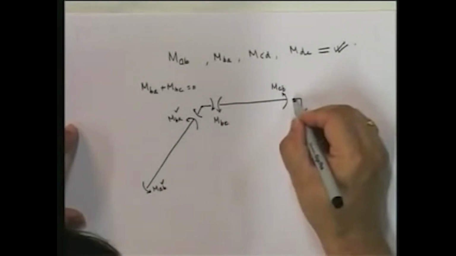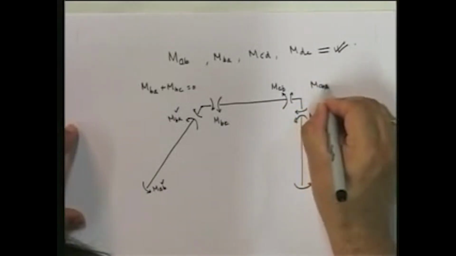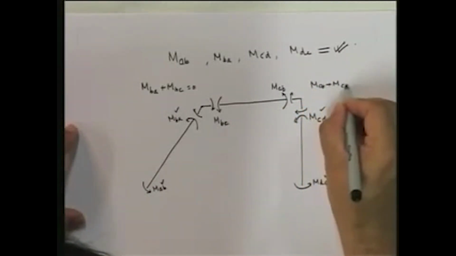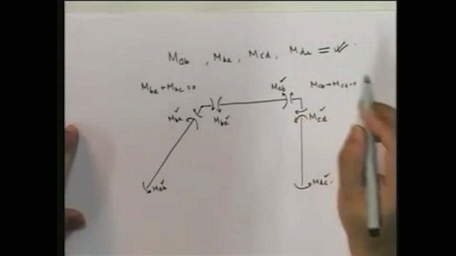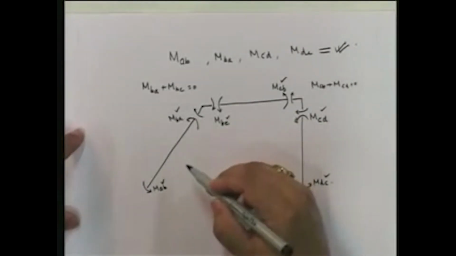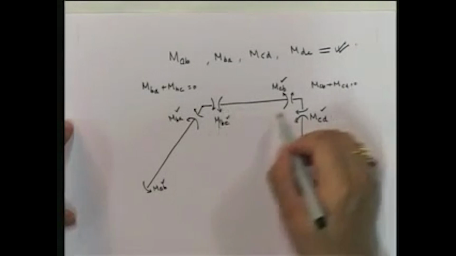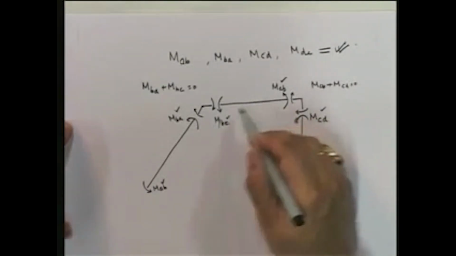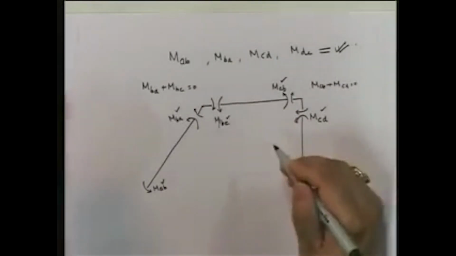Similarly, over here you will have that MCB plus MCD is equal to 0. So you can actually evaluate this and this. Once you know these, since there are no other loads on the members, just the bending moments themselves, you can find out the reactions and draw the bending moment for the structure.